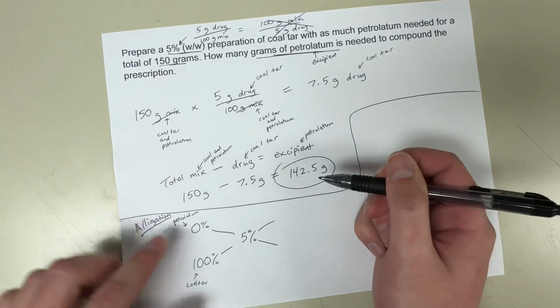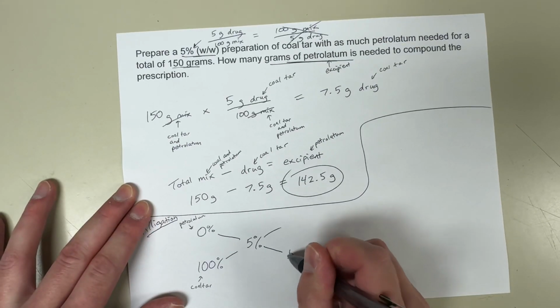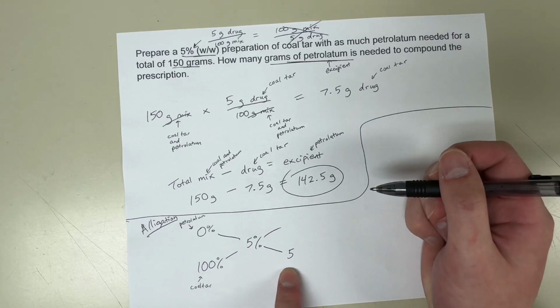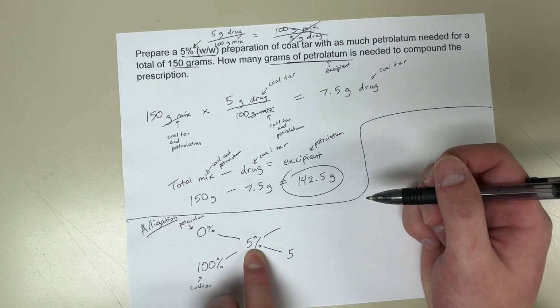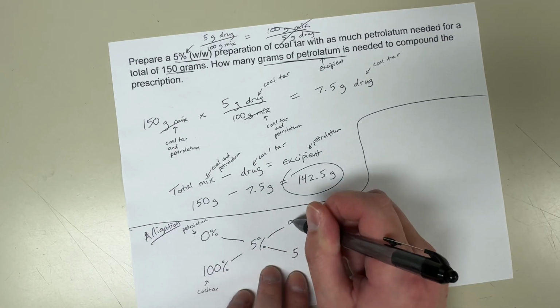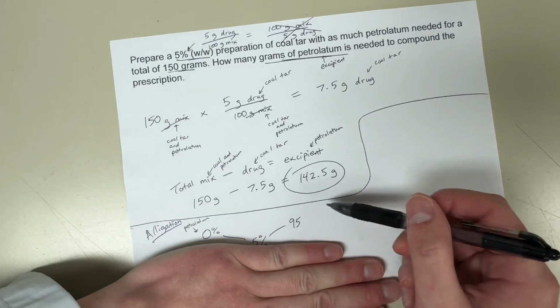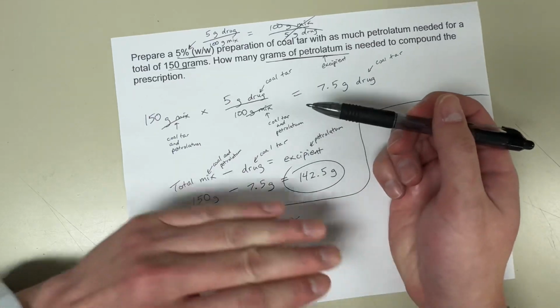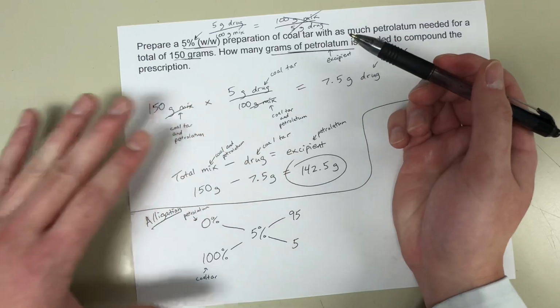So in allegation, you just follow through the lines. So 0 minus 5, that equals 5. You always have a positive number, just take the absolute value. Obviously, it's a negative. And then 100 minus 5, that equals 95. And remember, for allegation, the top half represents whatever you started with. So petrolatum here is on the top half, and then the bottom half here represents the coal tar.